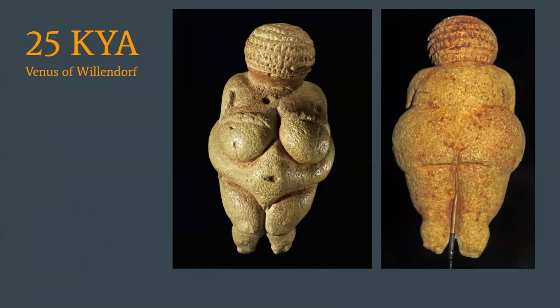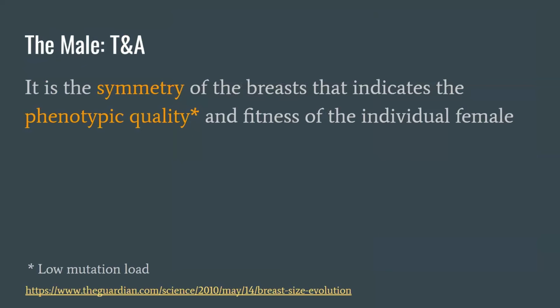Here's an example of one of the earliest sculptures known to be done by humans. This is the Venus of Willendorf. And look, big round breasts, pretty good symmetry. I mean, it's hard when you're carving stone like this. And the big round butt with good symmetry. Somebody knew what they were doing here when they made this. We don't know what that was for, by the way. There's a lot of conjecture. Why did they carve that thing? But it's the symmetry of the breast that indicates the phenotypic quality, right? The low mutation load.